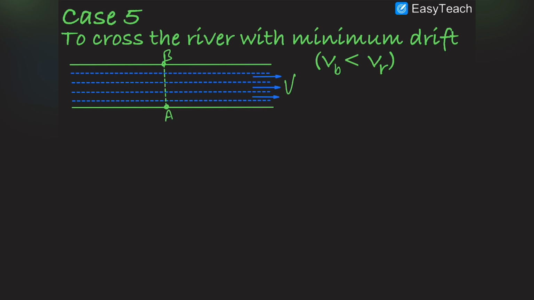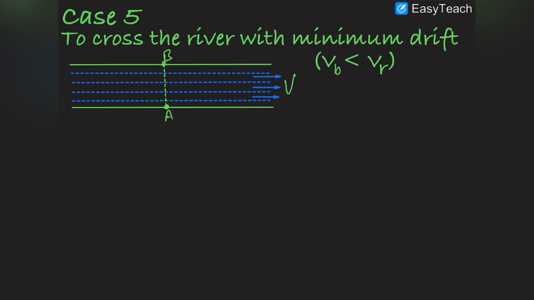Now in this case you can see that VB is less than VR. So this boat cannot have a zero drift, which means that this boat cannot reach from A to B directly in any case. Now we know that in this case zero drift is not possible, so there would be some significant amount of drift. Now that drift needs to be calculated, and we need to minimize the drift.